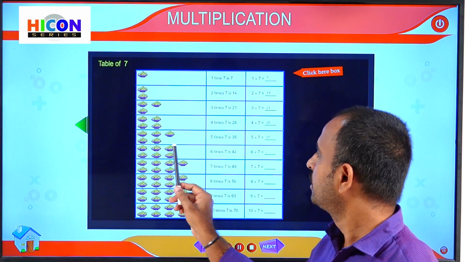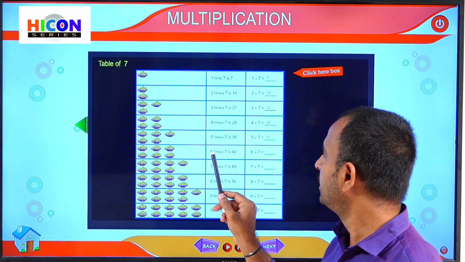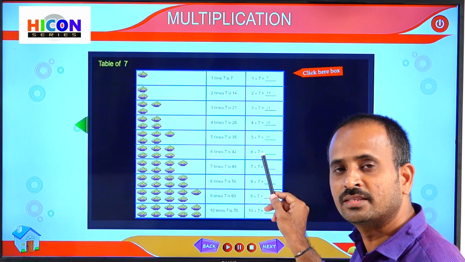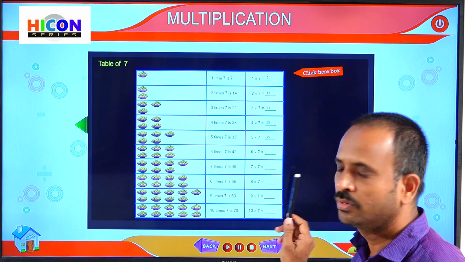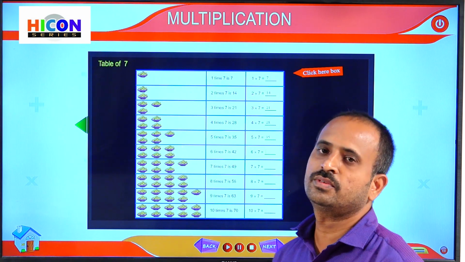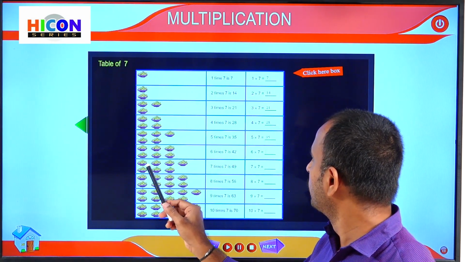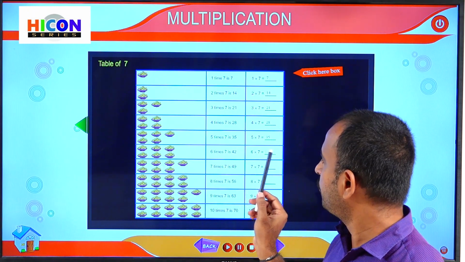And see the next one. There are 6 groups. Each group has 7 sweets. That is 6 times 7, and it can be written as 6 into 7. 6 7 jar 42. So total there are 42 sweets. So children, see the next one. So how many groups are there?